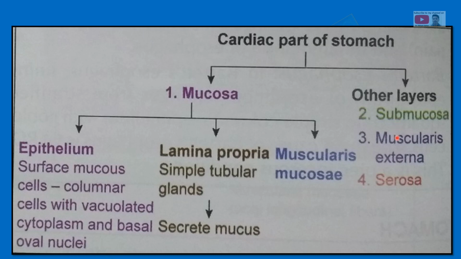The muscularis externa has three layers. The interior layer is the oblique muscle, the middle layer is circular, and the outer layer is longitudinal. Then the fourth layer is known as the serosa. So this is a small recap of the histological picture of the cardiac part of the stomach.